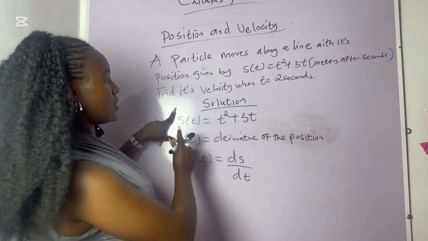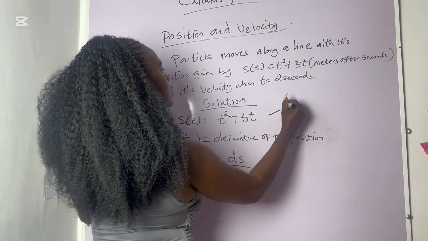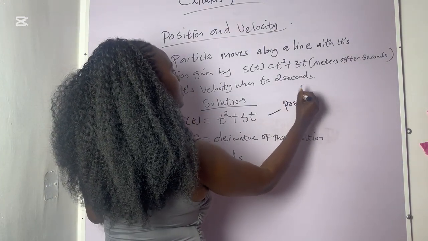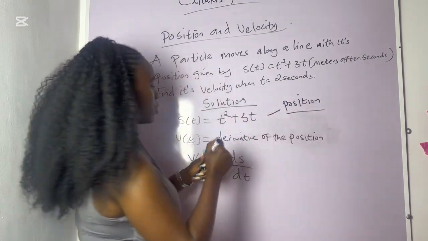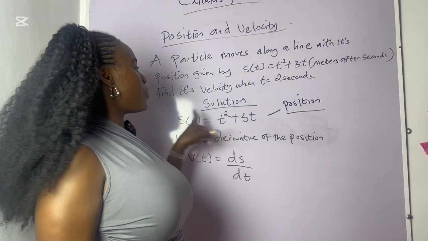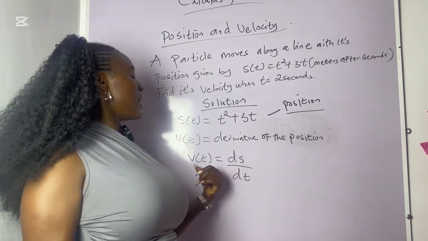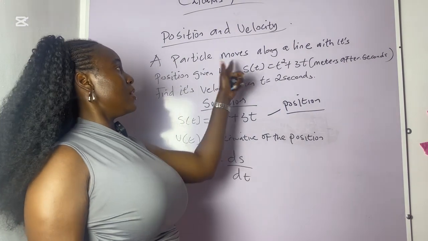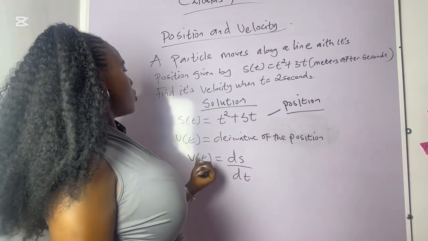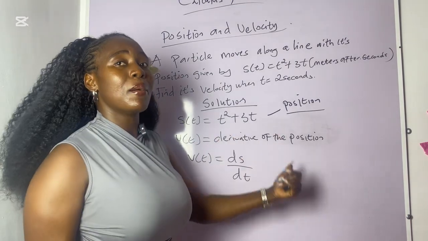Because velocity is the derivative of the position. This is the position. Now, we're going to find the velocity, which is the derivative of the position. That's why we have ds over dt, not dv. Because v of t is the word velocity, and we have to find the velocity, which is the derivative of the position. And the position here is given as t squared plus 3t.